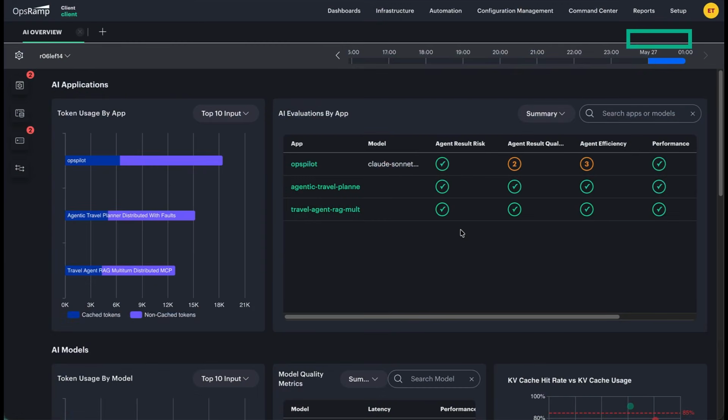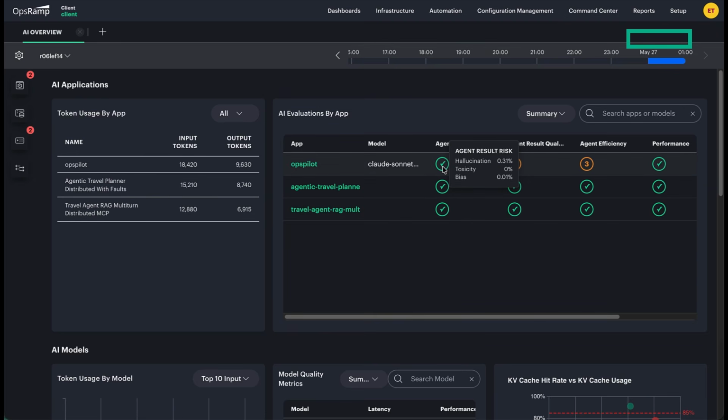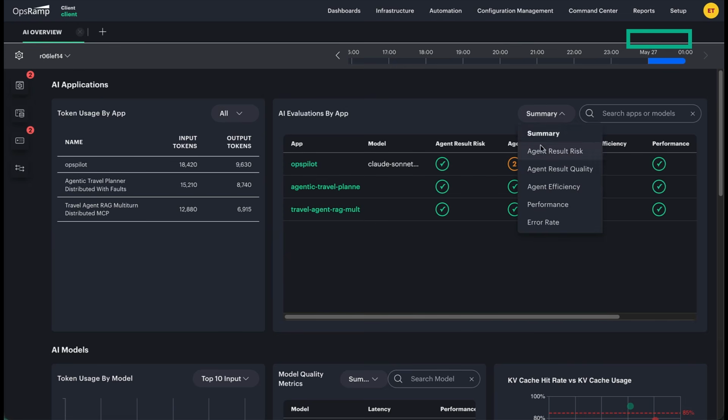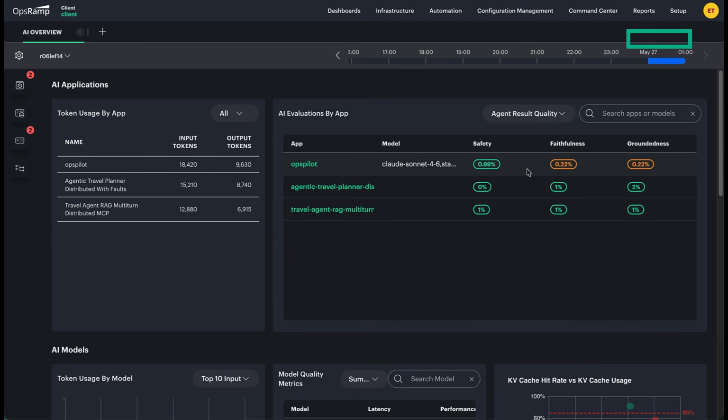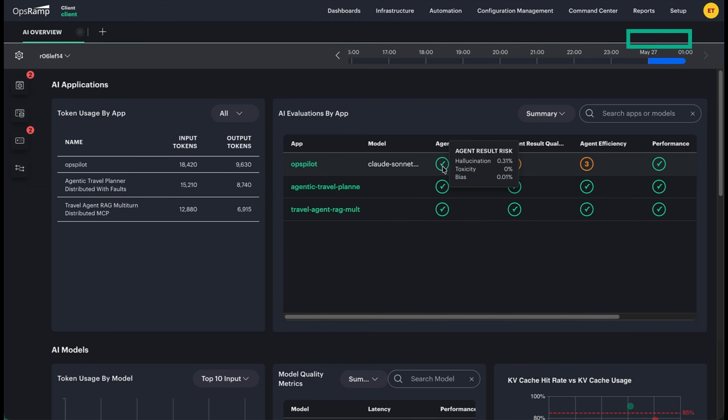At the AI application layer, teams can understand overall activity across the environment, including token consumption, service utilization, and the applications driving the highest levels of demand. Operators can then evaluate the effectiveness of AI services themselves, examining risk, quality, efficiency, and performance metrics to better understand how models and agents are behaving.